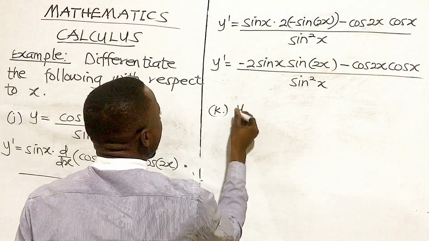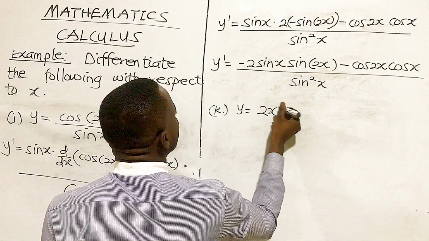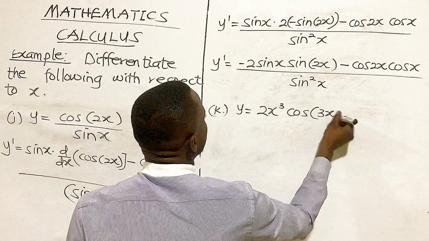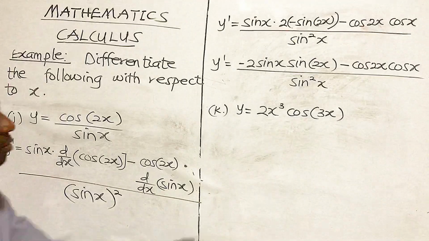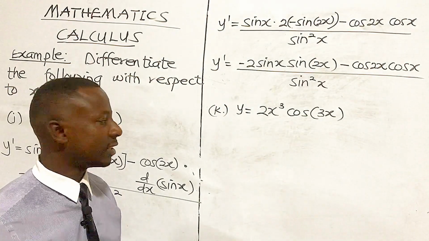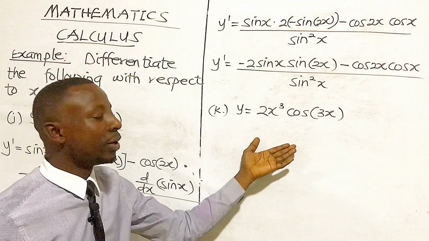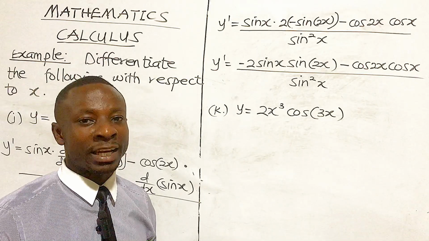We have y is equal to 2x cubed, then cos of 3x. 2x cubed multiplying cos 3x.